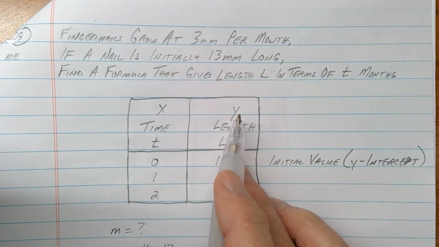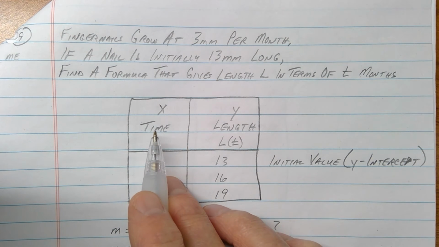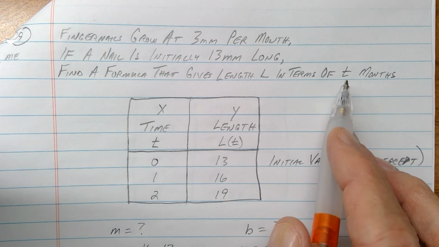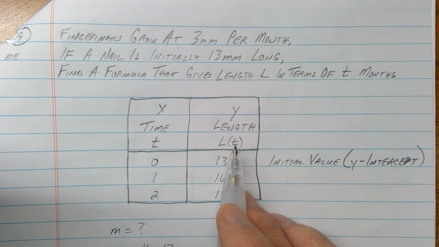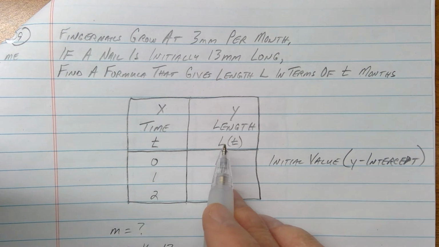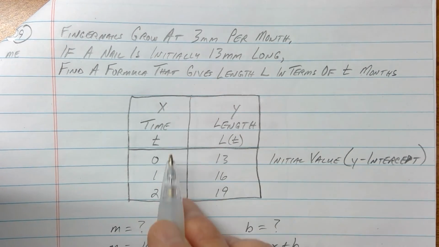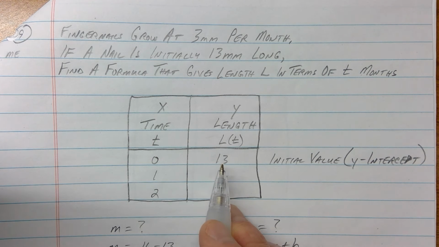Let's just make a little simple XY table. And remember, the length of the nail depends on how many months have gone by. Here's months, here's length of nail. Now they told us initially, that's our initial value. When no time had gone by, the fingernail was initially 13 millimeters long.